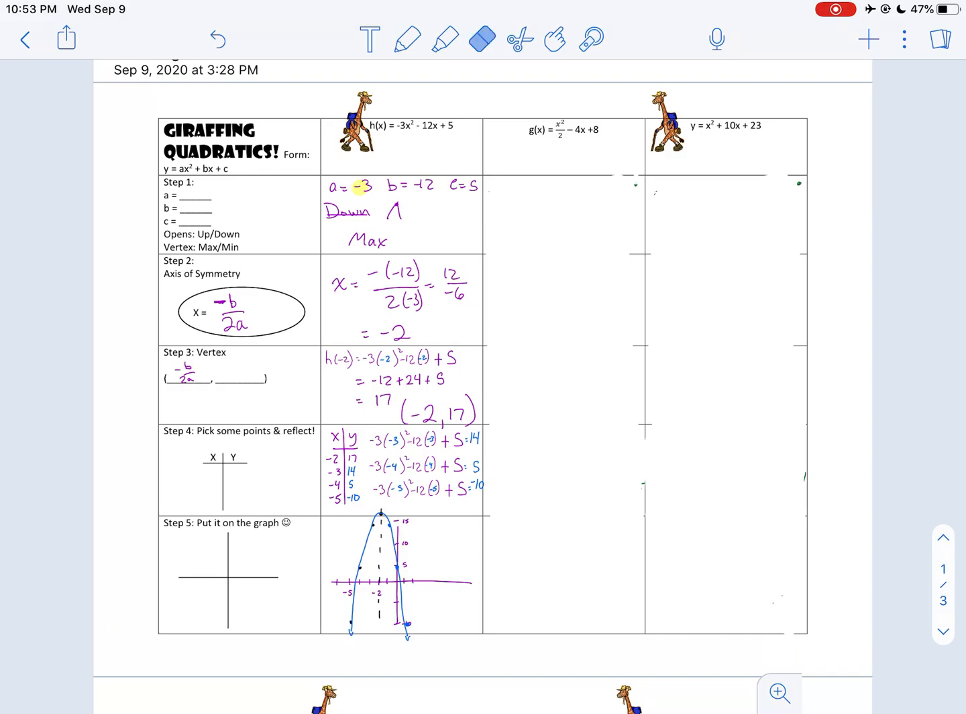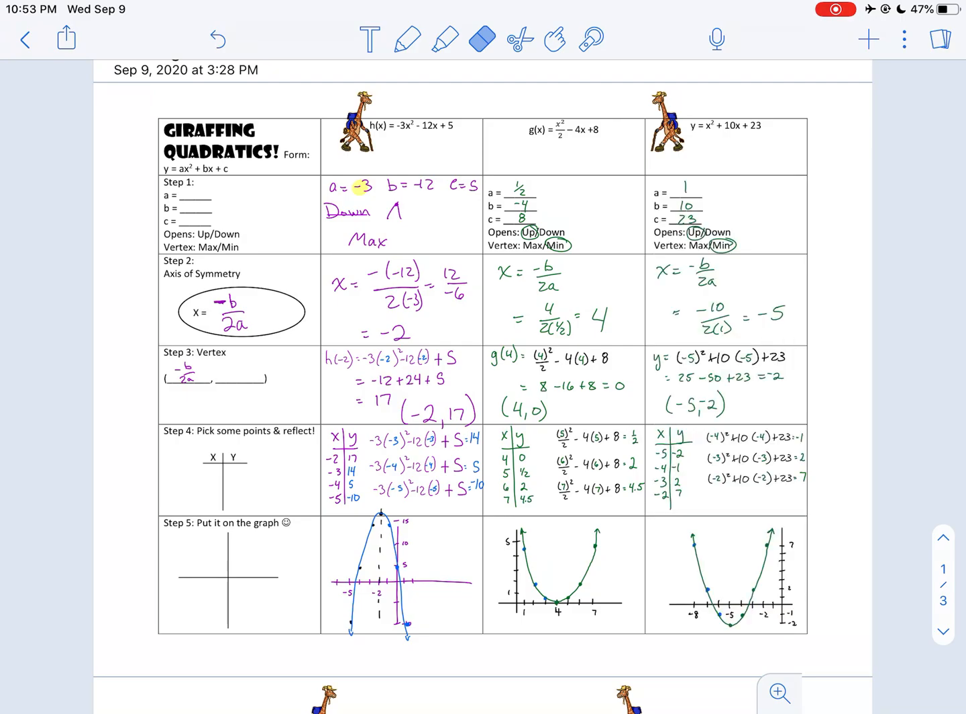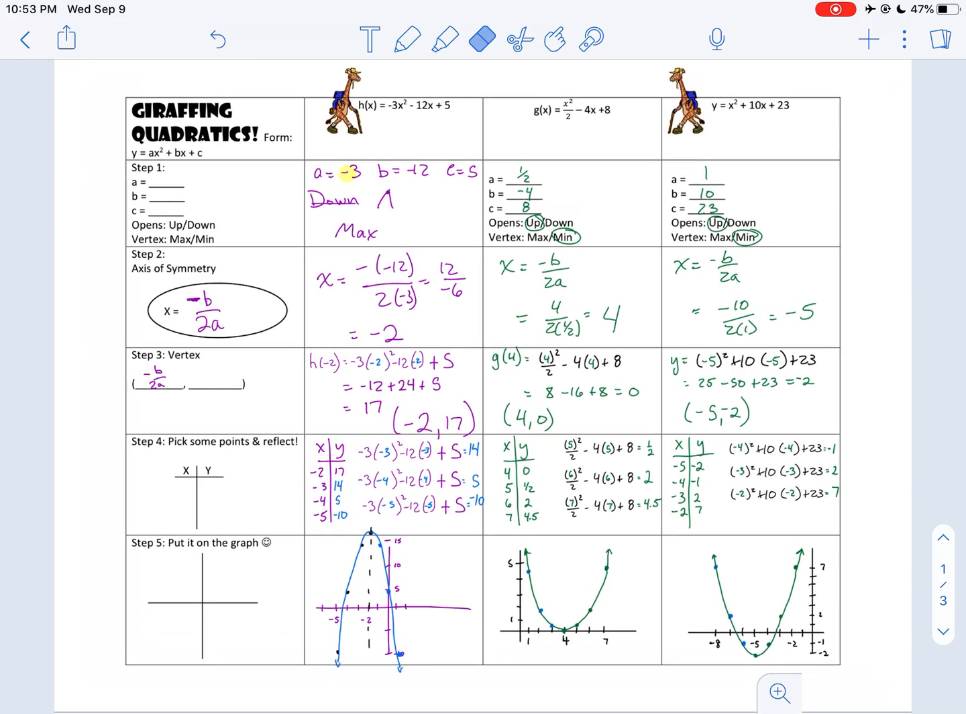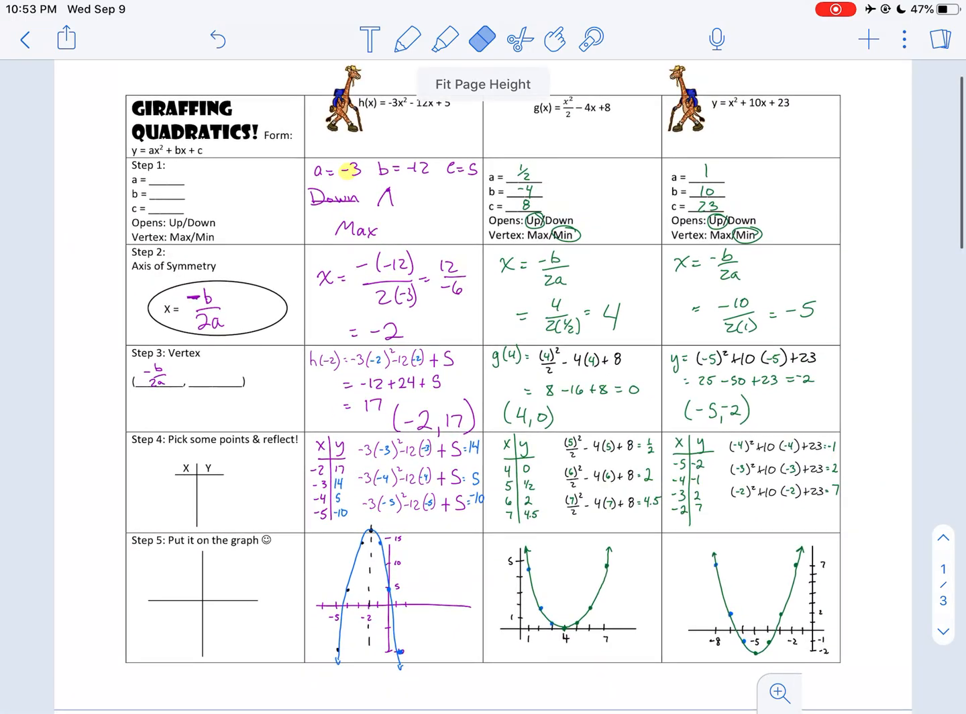Alright, hopefully you did okay with those. Here's the second one and the third one here. You can pause the video, take a look. Maybe I'll zoom in a little bit for you. Although it's kind of hard to see them all at once, isn't it?